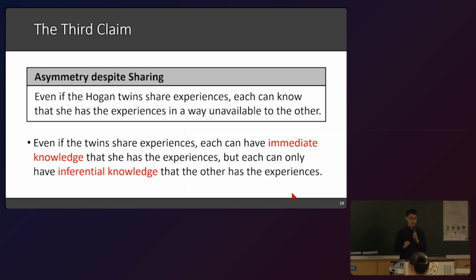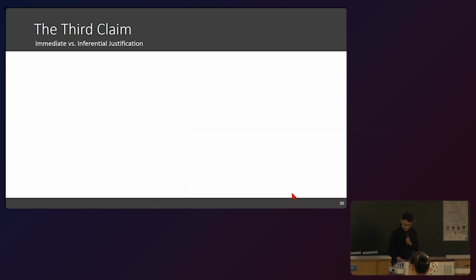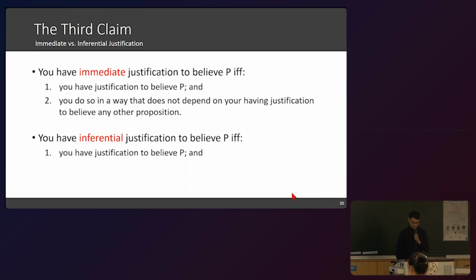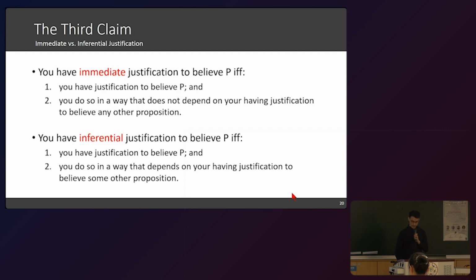More precisely, my view is that even if the twins share experiences, each can have immediate knowledge that she has the experiences, but each can only have inferential knowledge that the other has the experiences. Now, the distinction between immediate and inferential knowledge is very important for me, so let me explain it. Following Pryor, I will say that you have immediate justification to believe P just in case you have justification to believe P, and you do so in a way that does not depend on your having justification to believe any other proposition. By contrast, you have inferential justification to believe P just in case you have justification to believe P, and you do so in a way that depends on your having justification to believe some other proposition.